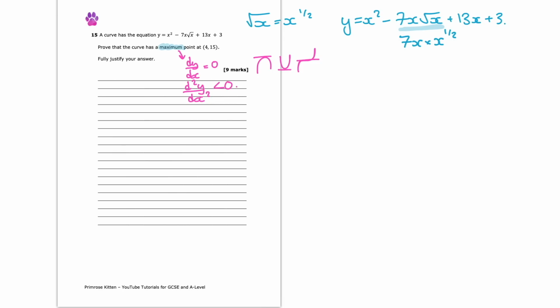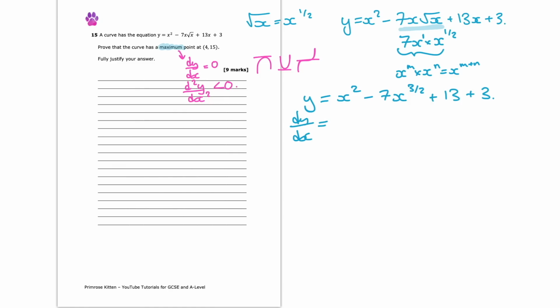Now we need to go another step further here, and we need to remember our sort of power rules, that when you times a power and a power, you add those powers together, okay? So by doing that, we'd have x to the power of 1 essentially, add a half, which gives us x to the 3 over 2. So we've got y equals x squared minus 7x to the 3 over 2 plus 13x plus 3. And to differentiate, we know we need to multiply through by the power and then subtract 1 from the power.